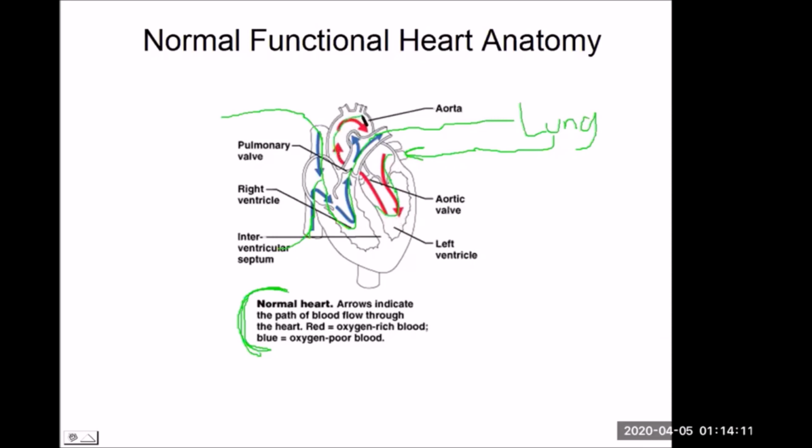And now the aorta, our largest artery, is going to divert blood to multiple small arteries and deliver that oxygen-rich blood to our various tissues and organs. But again, the right and left sides are functioning simultaneously, but the right and left sides have a very different purpose.